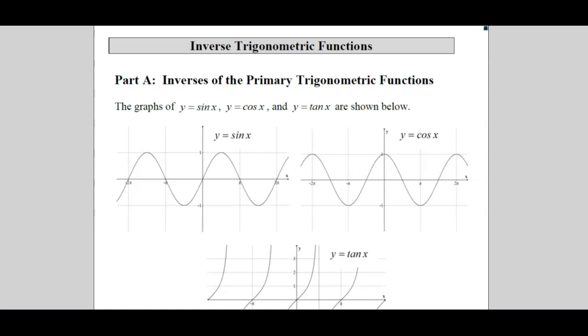Inverses of primary trig functions. We're going to talk about the graphs of those. This is IB only. That means it won't be on your diploma exam when we're talking about the graphs of inverse trig functions. Okay? So just be aware of that. Reciprocals, yes, on the diploma exam, but inverse trig functions, no.